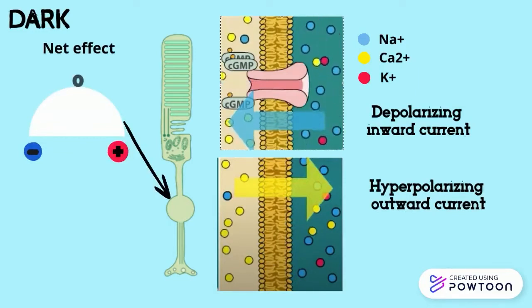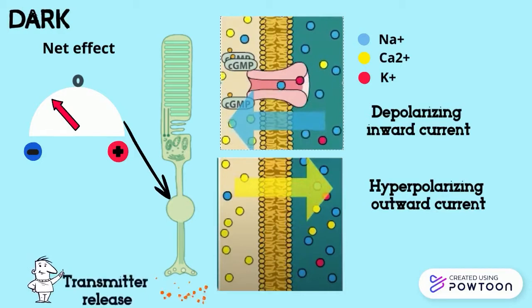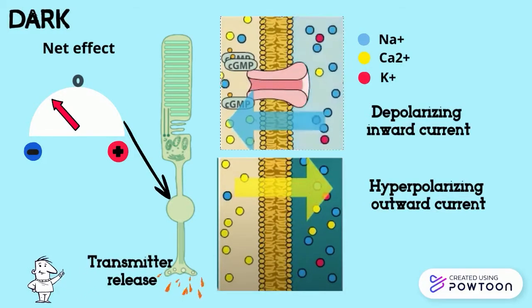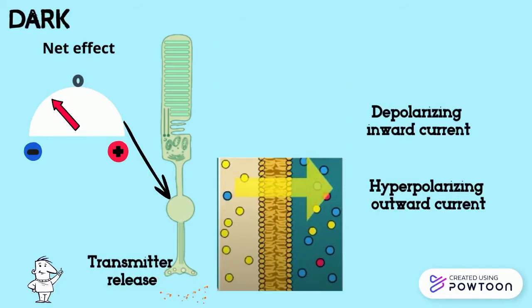In the dark, the depolarized state of the membrane, which is at approximately -40 mV, triggers continual transmitter release, more specifically, the glutamate from the synaptic terminals of the photoreceptor cells.